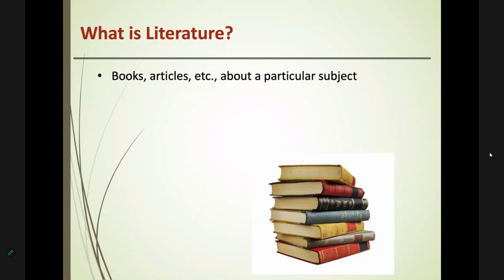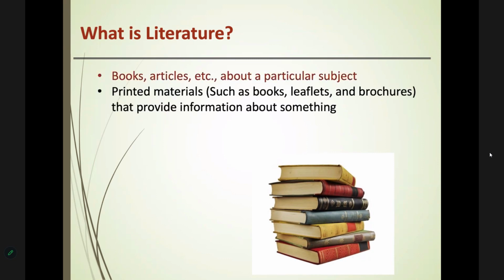Any articles, it can be journal papers, conference papers, newspapers, right? Anything that comes on a particular subject will qualify for a literature review. And it can be printed materials such as books, leaflets, brochures, and also it can be available in a soft form, right?